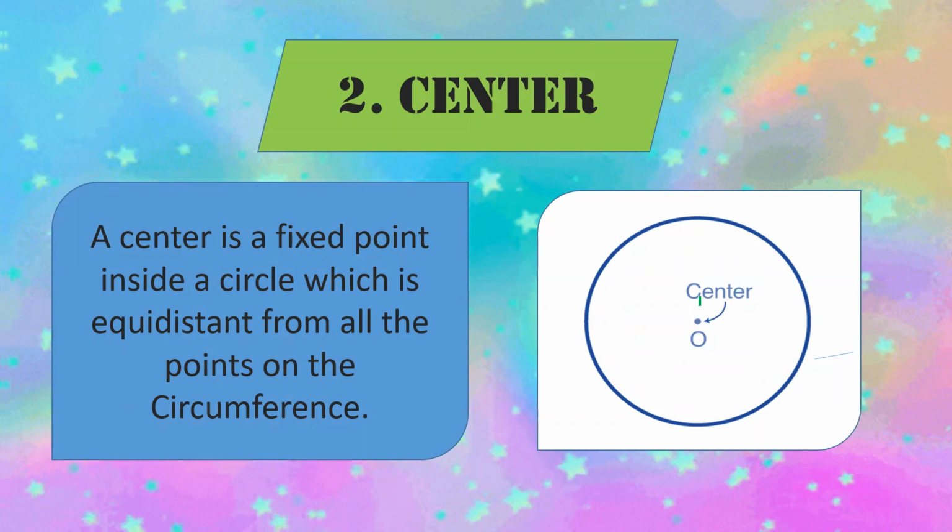What does equidistant mean? Equal distance. Now, suppose the distance from this center to this part of the boundary is 5 centimeter, so from the center till this part of the circumference, the distance would also be 5 centimeter. If it is here, from the center till this part of the circumference, again, it will be the same distance.